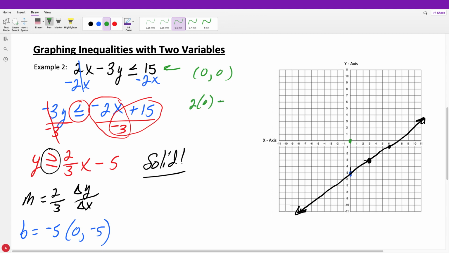Does 2 times 0 minus 3 times 0 come out less than or equal to 15? Well, 2 times 0 is 0, 3 times 0 is 0. So 0 is less than or equal to 15, and that's correct, so that region must work. That means all of the points in this region work, and we can go ahead and color and shade that region, and that will be our answer.